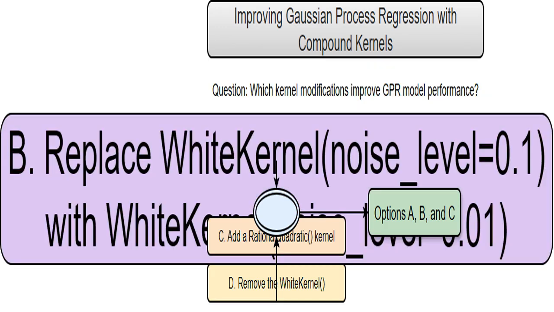The white kernel models noise in the data. The noise level parameter controls how much noise the model expects. Reducing the noise level makes the model less tolerant of noise. I'm adjusting how much noise the white kernel accounts for. By lowering the noise level, I'm telling the model that there's less random fluctuation in the data than it initially thought. This could lead to a better fit if the initial estimate of noise was too high.